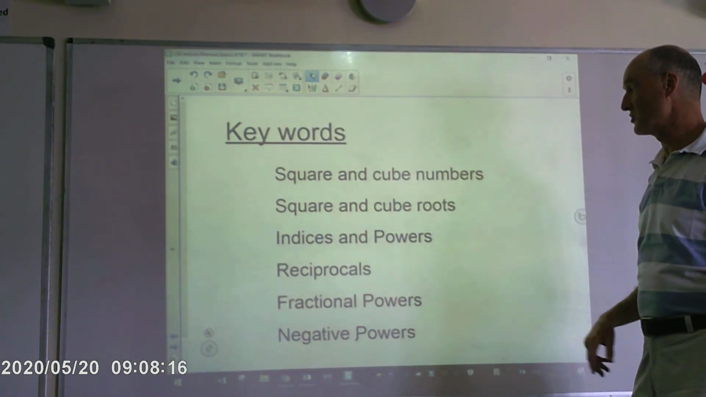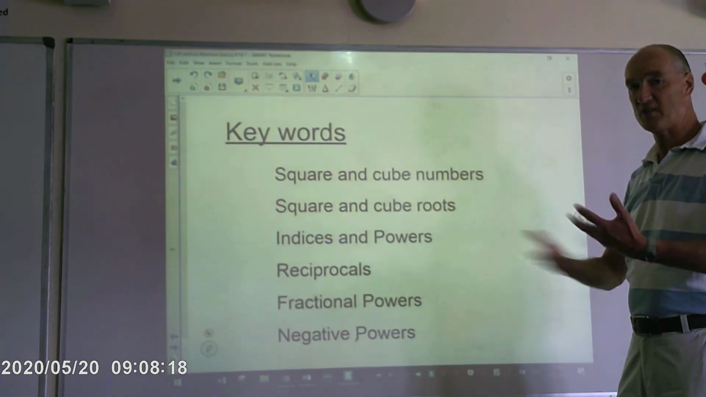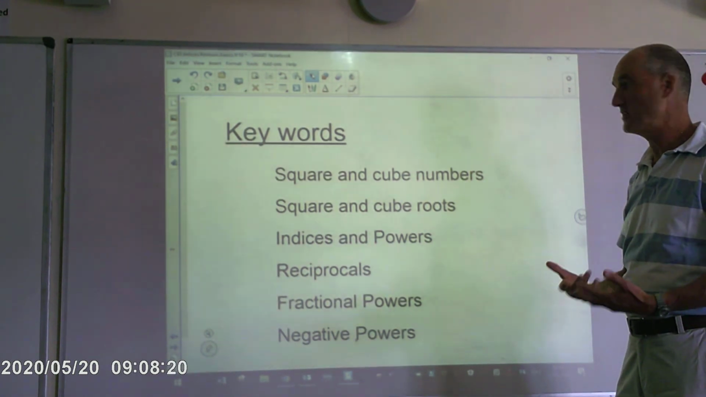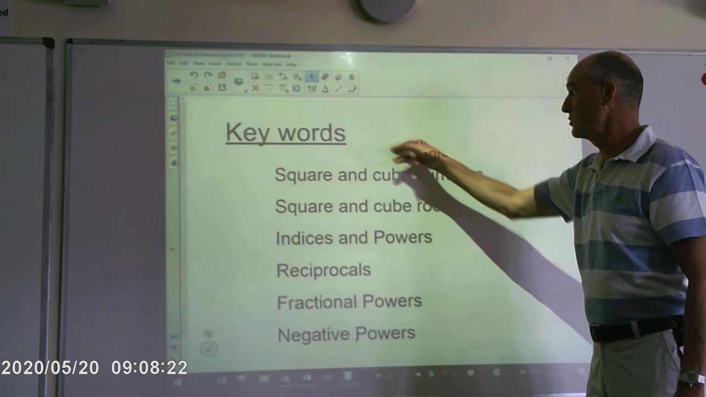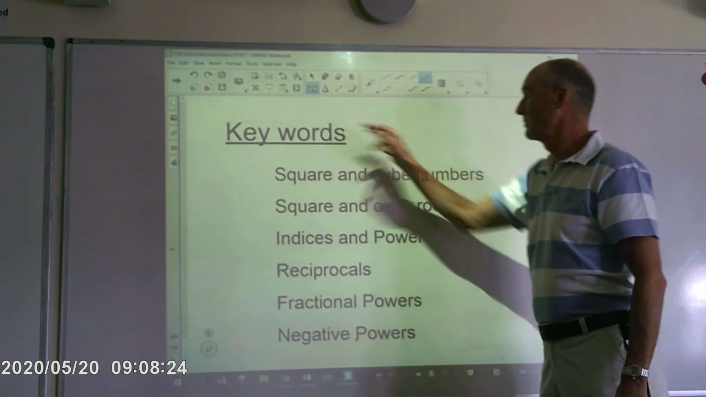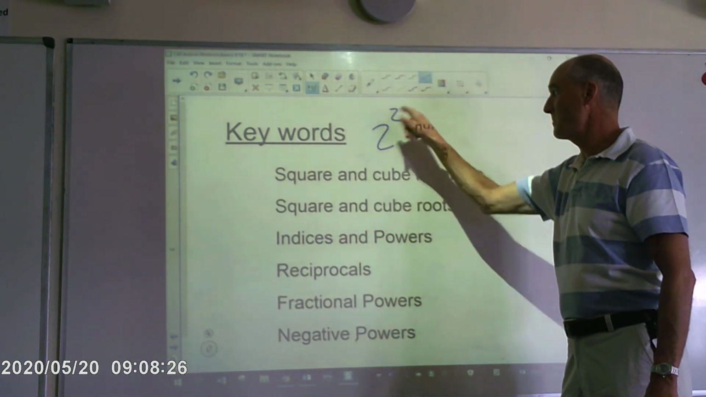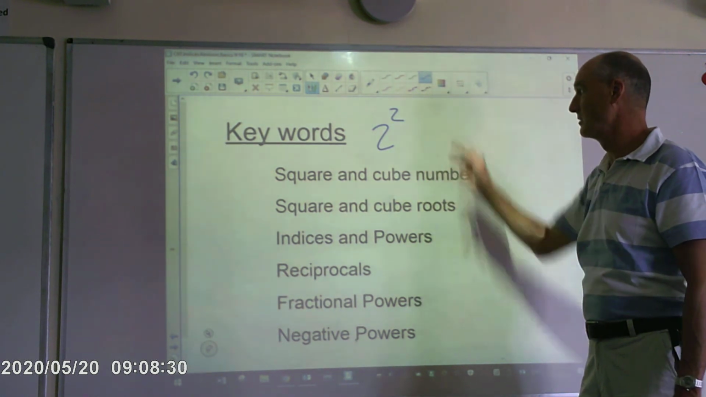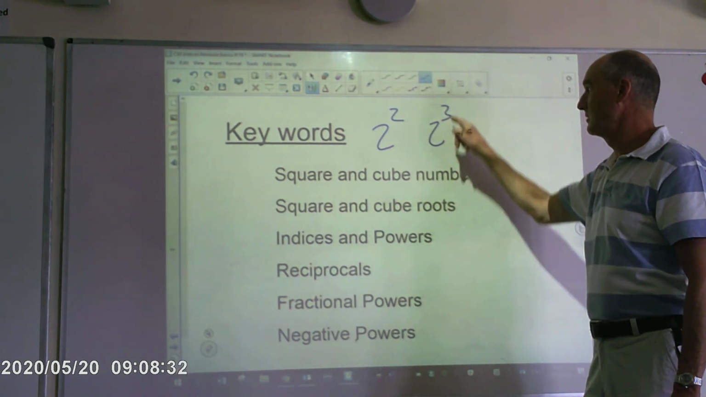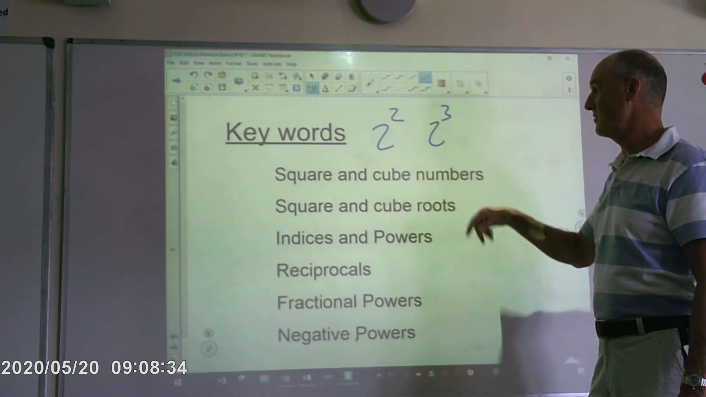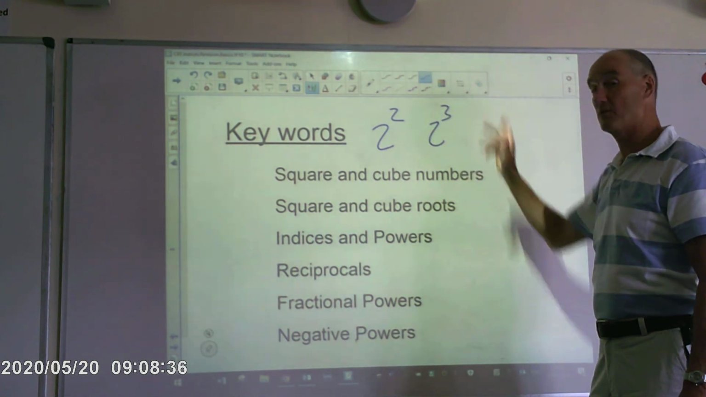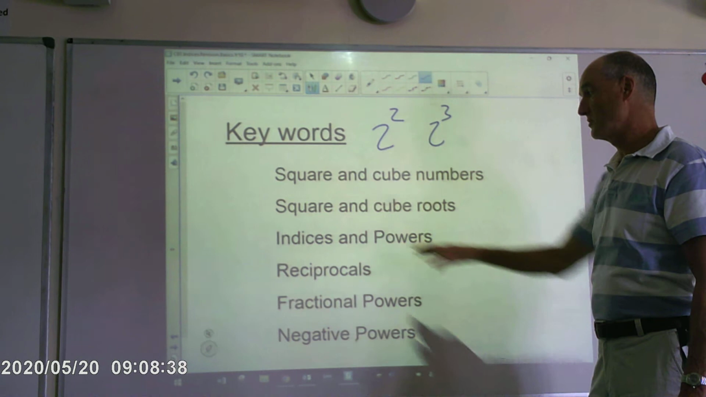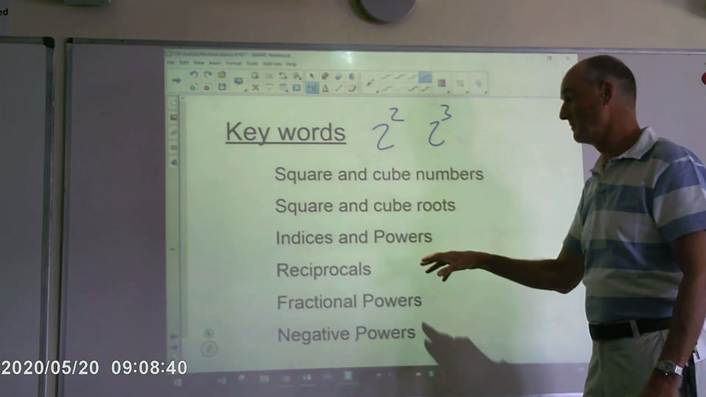Indices and powers. It's just interchangeable words. Indices. 2 squared. The power is the power of 2. The indices is a 2. 2 cubed. 2 to the power of 3. The index is 3. Okay? So it's just an interchangeable word there.